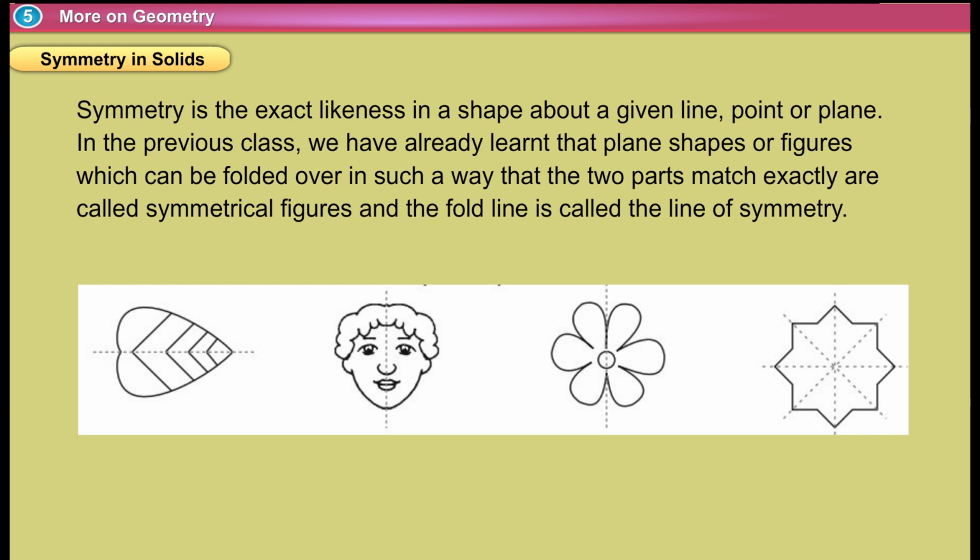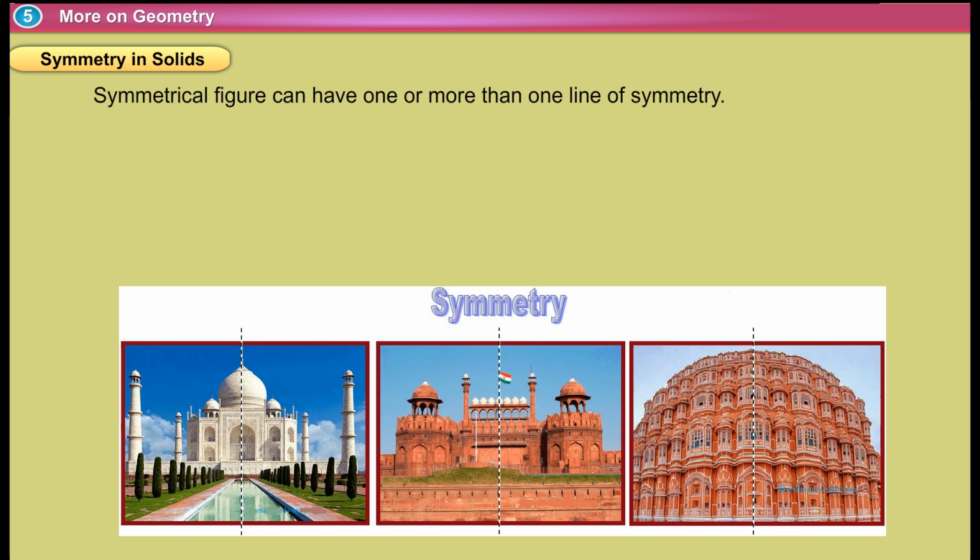Symmetry in solids. Symmetry is the exact likeness in a shape about a given line, point, or plane. In the previous class, we have already learnt that plane shapes or figures which can be folded over in such a way that the two parts match exactly are called symmetrical figures, and the fold line is called the line of symmetry. A symmetrical figure can have one or more than one line of symmetry.